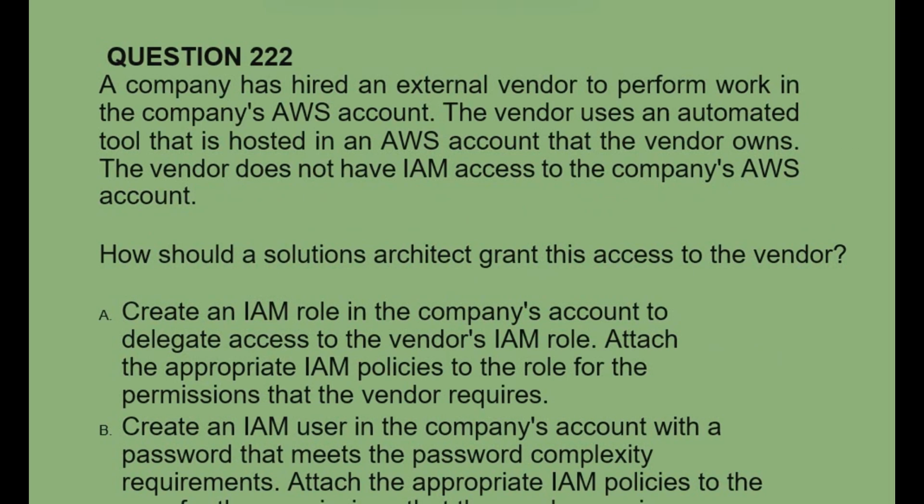Question is, a company has hired an external vendor to perform work in the company's AWS account. The vendor uses an automated tool that is hosted in an AWS account that the vendor owns. The vendor does not have IAM access to the company's AWS account. How should a solutions architect grant this access to the vendor?